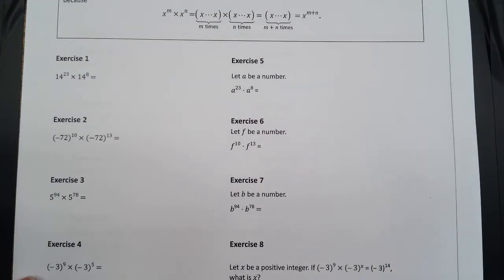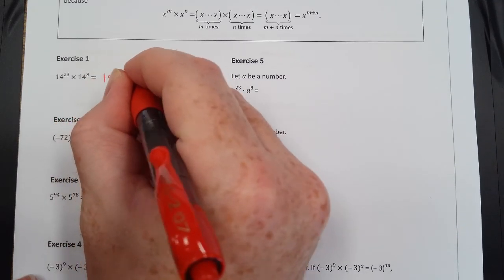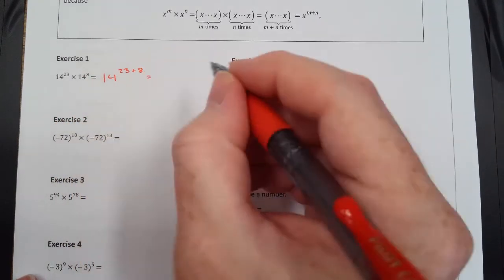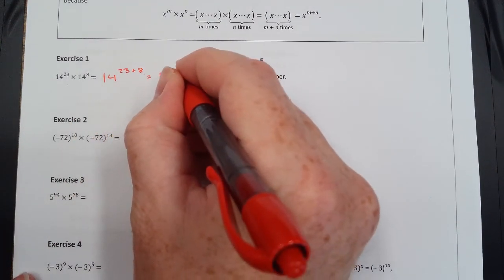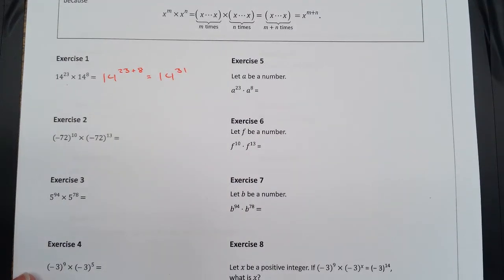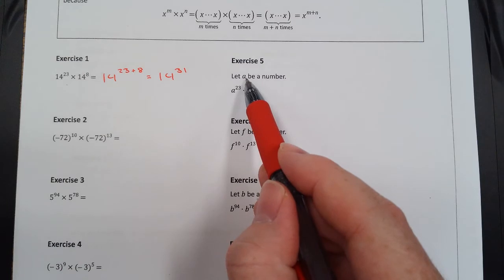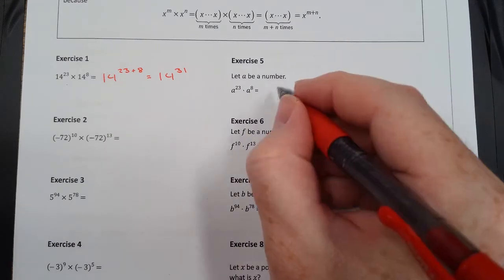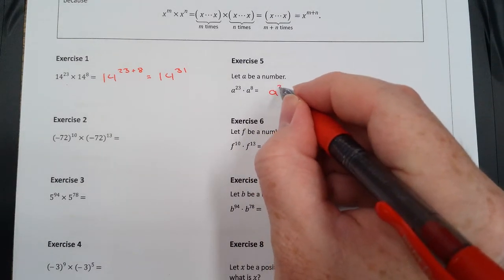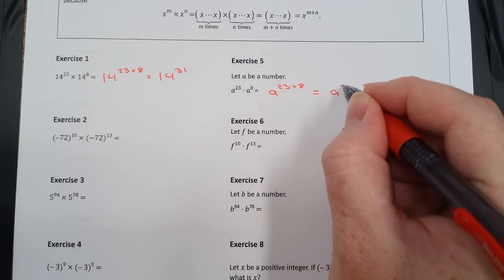Well, we know that because of the rule, we just need to do 14 to the 23rd plus 8. So we can write this problem like this, we can write like that, or simplify all the way, do the addition, and we find out it's 14 to the 31st power. And I'm going to skip over here to exercise 5, where we see that it does not matter if it's a number or a variable, because we have a to the 23rd times a to the 8th. We could just say a to the 23rd plus 8, which is a to the 31st.